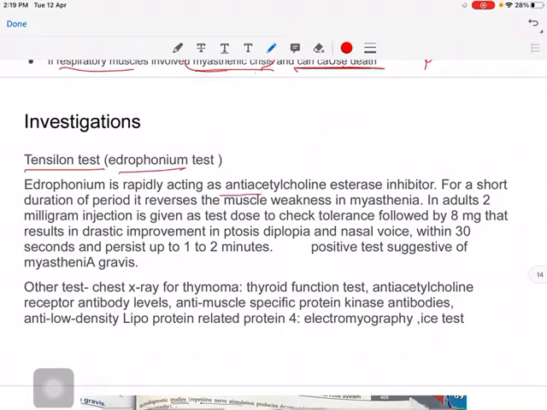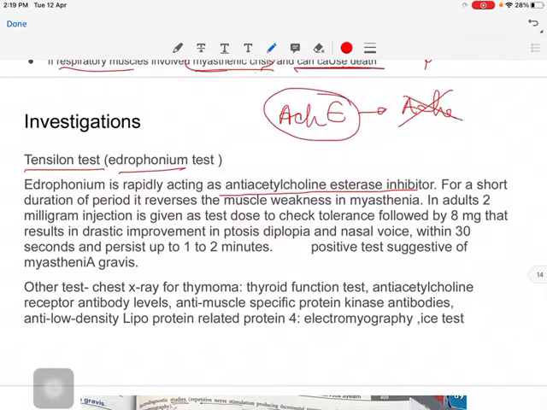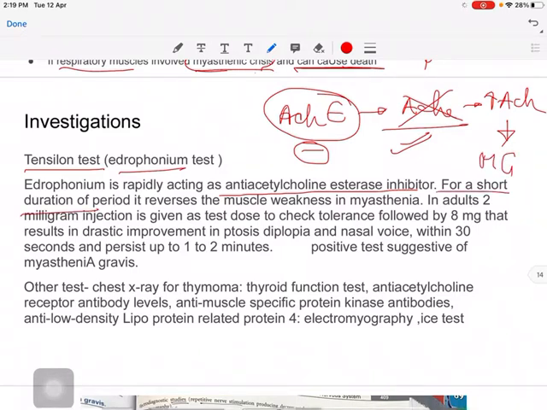It is an anticholinesterase inhibitor. So we have acetylcholinesterase that will destroy this acetylcholine. So if we inhibit acetylcholinesterase by its inhibitor, the acetylcholine will survive and there will be increased concentration of acetylcholine, and this will relieve the symptoms of what disease? Myasthenia gravis. So for a short duration, it reverses the muscle weakness in myasthenia.